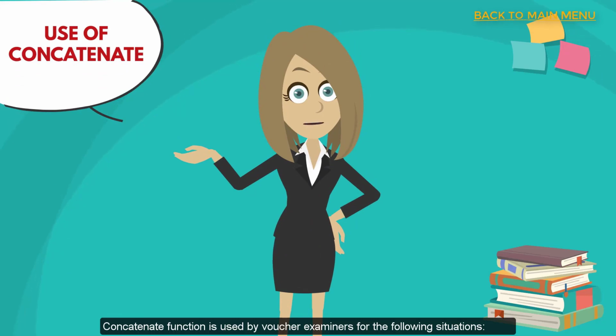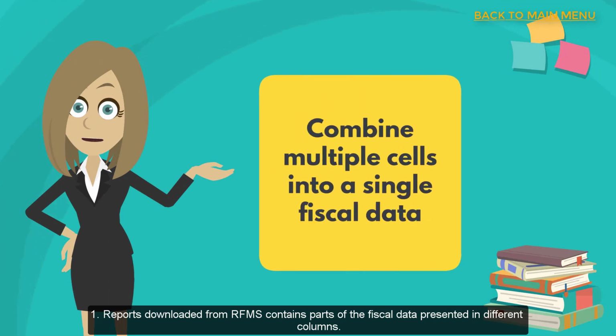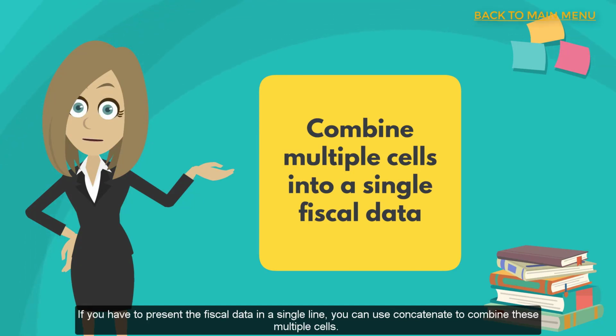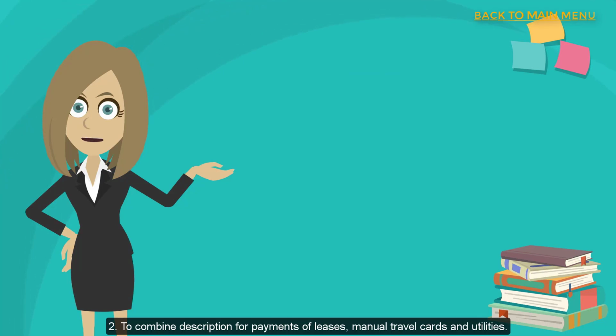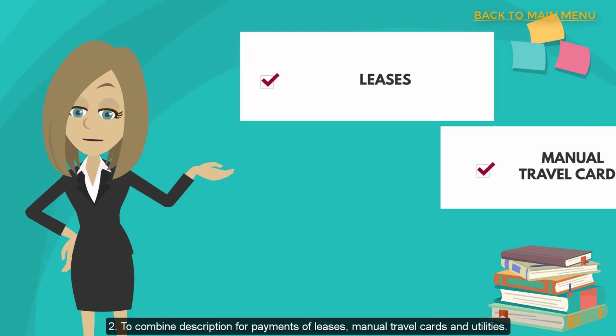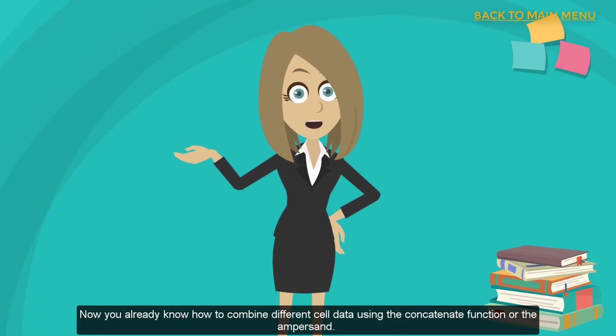Concatenate function is used by voucher examiners for the following situations. 1. Reports downloaded from RFMS contain parts of the fiscal data presented in different columns. If you have to present the fiscal data in a single line, you can use concatenate to combine these multiple cells. 2. To combine description for payments of leases, manual travel cards, and utilities. Now you already know how to combine different cell data using the concatenate function or the ampersand.